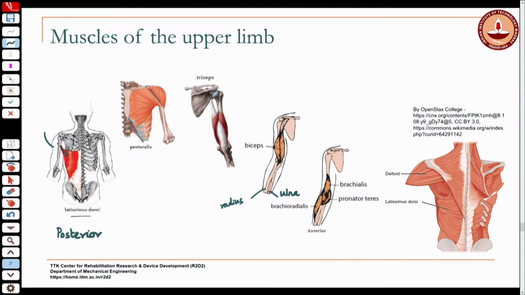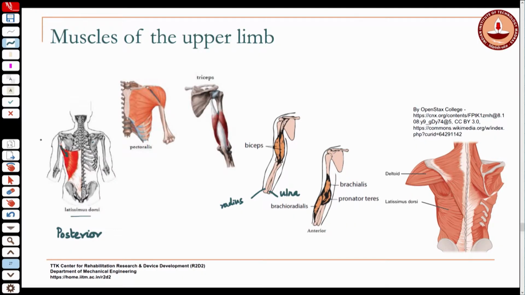Okay. So, if it is inserted on the inside and it pulls, then it is going to cause medial rotation. If it is inserted on the outside, on the lateral side, and it pulls, it is going to cause external rotation. So, knowing the origin and the insertion, you can figure out how the muscle is going to affect the limb to which it is attached.